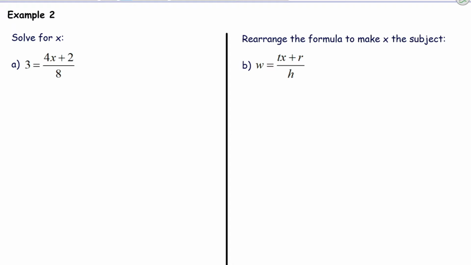Example 2, just like in example 1, the first step is to get rid of the denominator. So multiply it by 8, and you have to do the same thing on the left hand side because it's an equation. It has to balance. 8 divided by 8, that will be equal to 1. So what you're left with is 24 is equal to 4x plus 2.